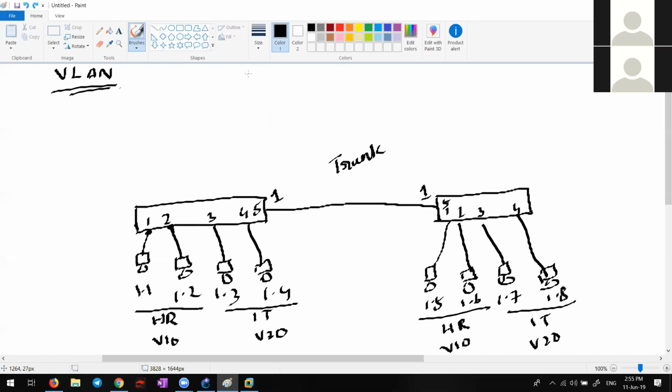Next, write down trunk port. Trunk ports are the ports which are connected to other devices, for example, switch to switch, switch to router, switch to PC.